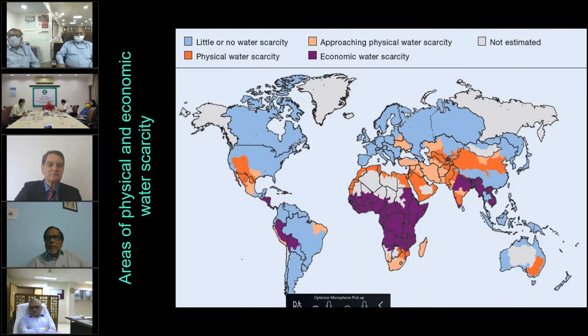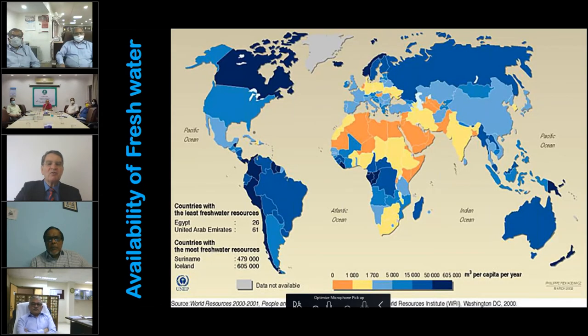And the areas of physical and economic water scarcity, you can see especially the little or no water scarcity, the blue parts, but then the colored ones, like the physical water scarcity, the orange parts, where that will start to happen in parts of the world. So the availability of fresh water, very interesting.